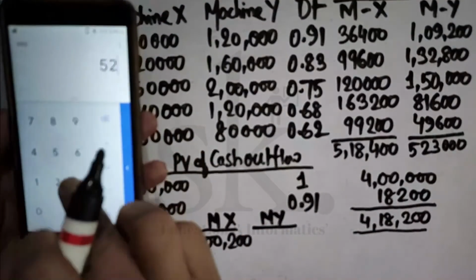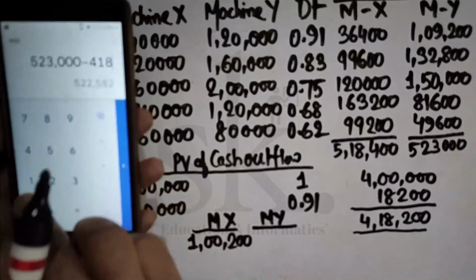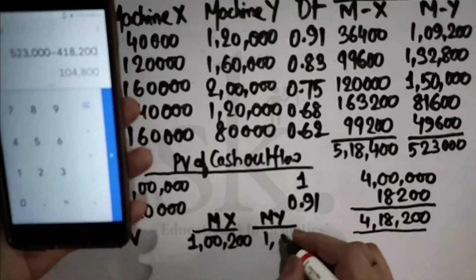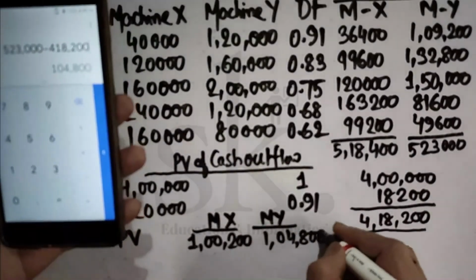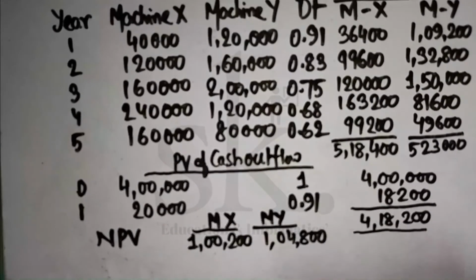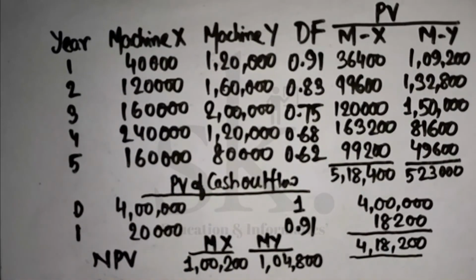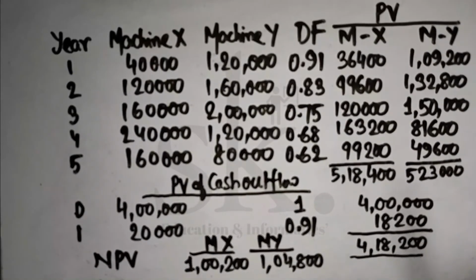Let's calculate for machine Y. Machine Y is 5,23,000 minus 4,18,200. It's giving 1,04,800. So the NPV for both machine X and machine Y are positive, because one is 1,00,200 and one is 1,04,800. So we can accept both the projects. Again I repeat, if we have to invest in only one project, we will always prefer to invest in machine Y since its NPV is higher.